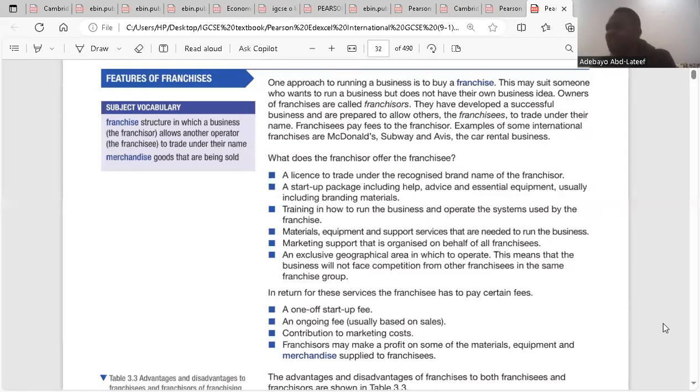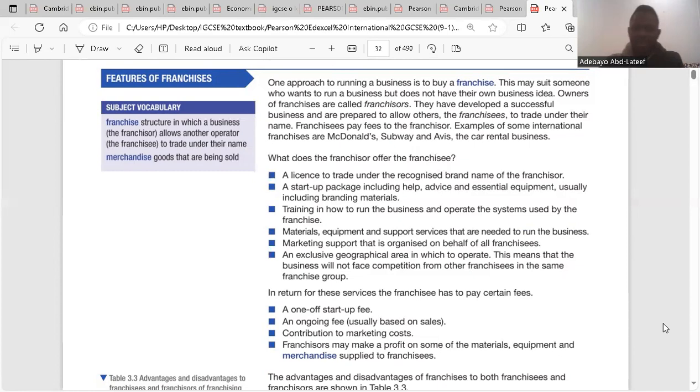So here they say, what does the franchisor offer the franchisee? One, license to trade. That means you have the permission to trade under the franchisor's name. Yes. A startup package, they give you whatever you need to start up the business through their brand name. Training, they have to train your workers to know how they do it in KFC, for example. Yes. The KFC in America will do that. The last one, marketing support, they will advertise for it. Whenever KFC advertises, you are part of what they are advertising.